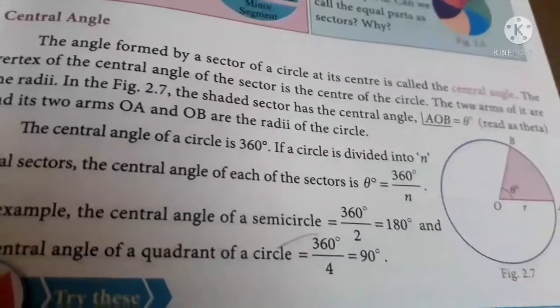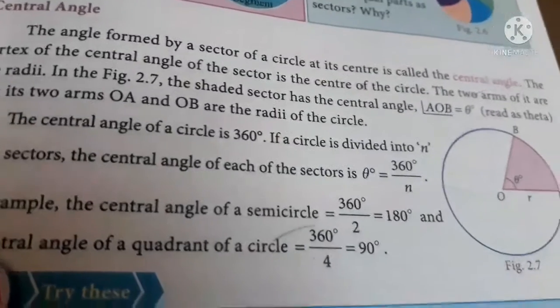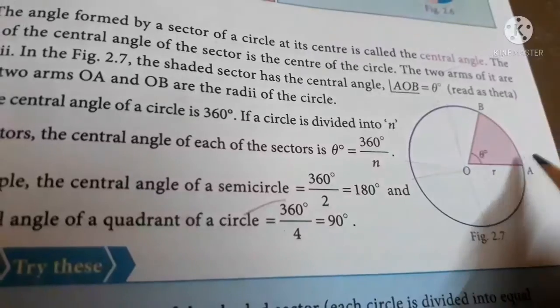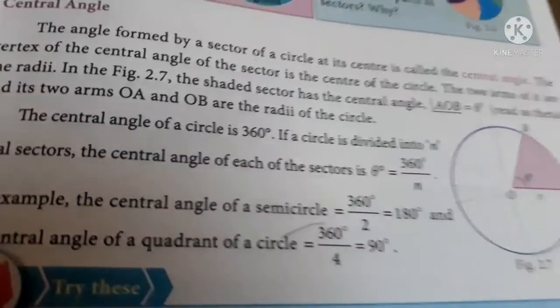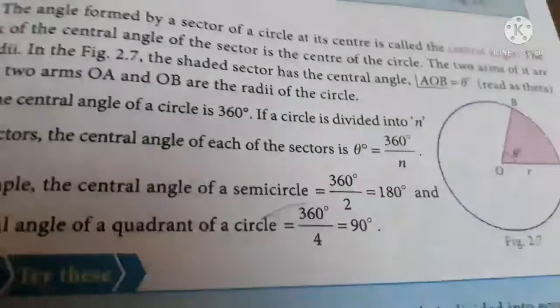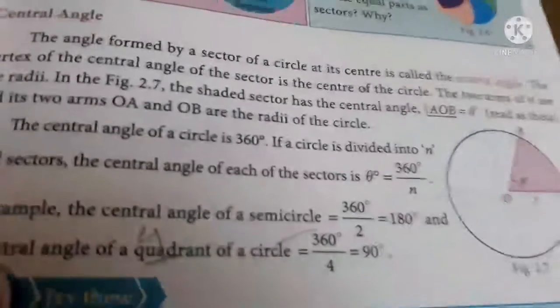Then what about the quadrant? Quadrant is nothing but when you divide the circle into 4 equal pieces, like this. Divide it into 4 equal pieces, then it will be called a quadrant of a circle, right? So this is nothing but a quadrant. The word quad means 4, in mathematics, right?